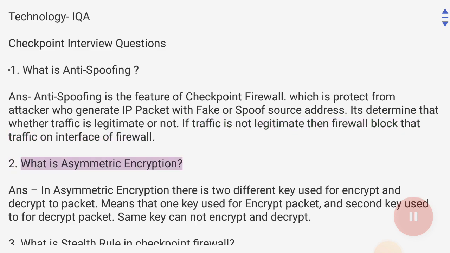2. What is asymmetric encryption? Answer: In asymmetric encryption, two different keys are used to encrypt and decrypt a packet. It means that one key is used to encrypt the packet, and the second key is used to decrypt the packet. The same key cannot encrypt and decrypt.